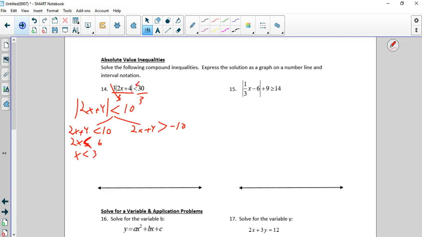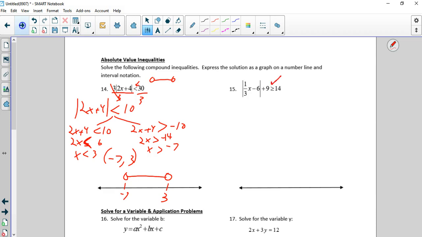Remember, when I see a less than symbol here, that tells me I'm going to end up with a graph that looks like that. Over here, I'm going to minus 4 and get 2x is greater than negative 14. Divide by 2 and I get x is greater than negative 7. So as I said, it's going from negative 7 to 3 with parentheses, negative 7, 3, open dots.